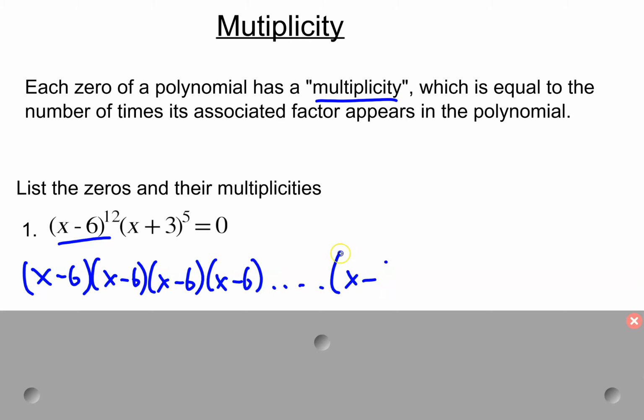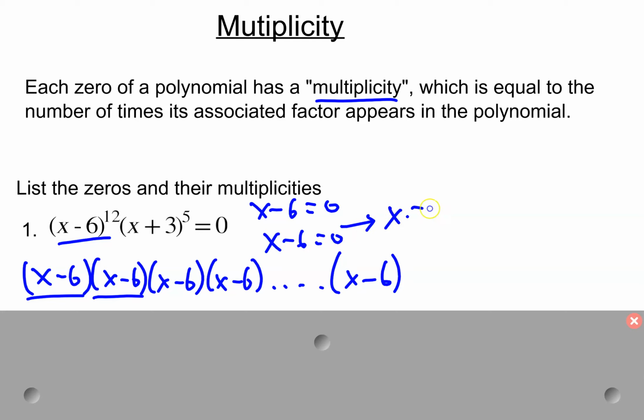I would write that out 12 times, the same exact factor. So every time I solve one of these, if I set x minus 6 equal to 0, I'm going to get the same thing every time. I'm going to get x equals 6. So in this case, all of these have the same quote-unquote 0, and it's 6.